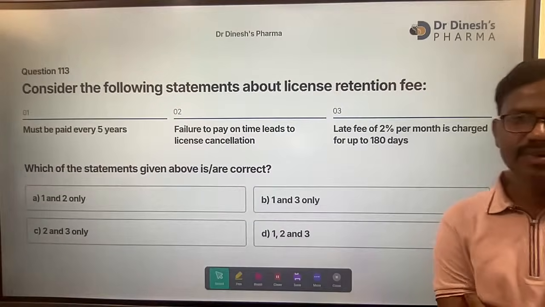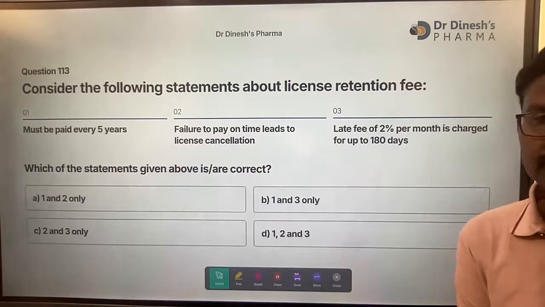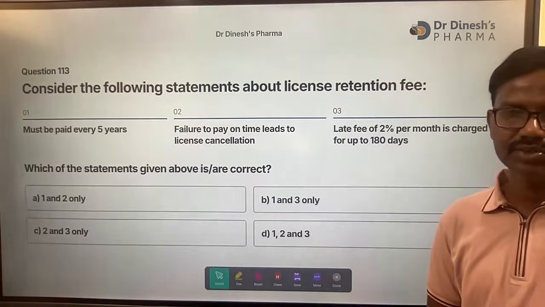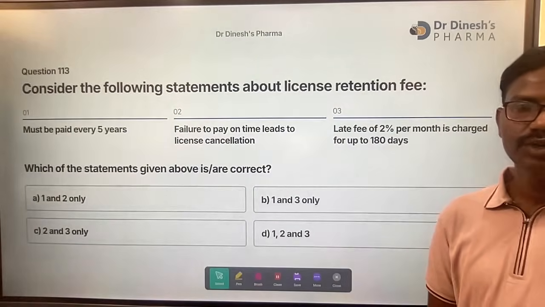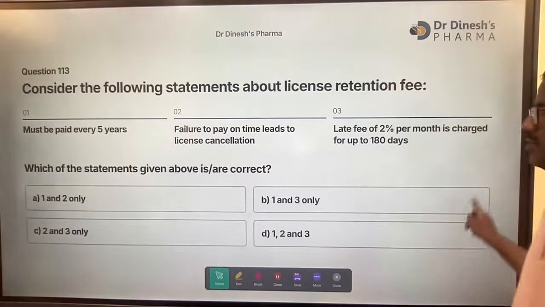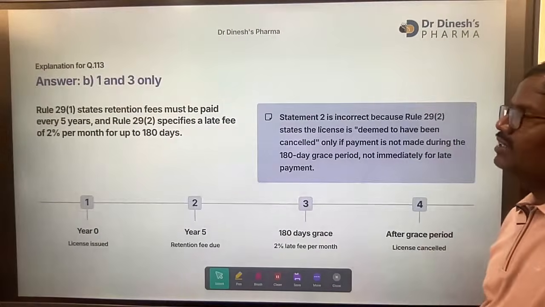So this question paper is a little lengthier. Mostly statement-based questions have been given to make you perfect in thinking. Yeah, the answer is 1 and 3 only.